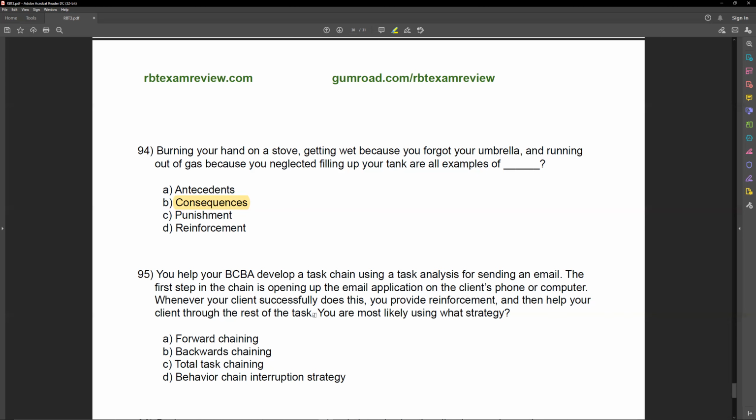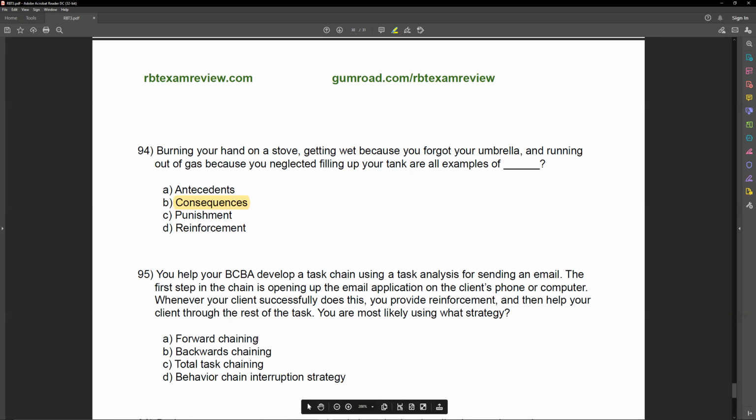Okay, very simple task chaining question here, right? What are we trying to teach? We're trying to teach them to send an email. So we conducted our task analysis, broke down sending an email into steps, and now we're going to teach the steps using our task chain. Okay. First step in the chain, we open up the email application. Whenever your client does that, you reinforce, and then what? You prompt the rest of the task. This is what? Is it forward chaining, backwards chaining, total task chaining, or behavior chain interruption strategy?